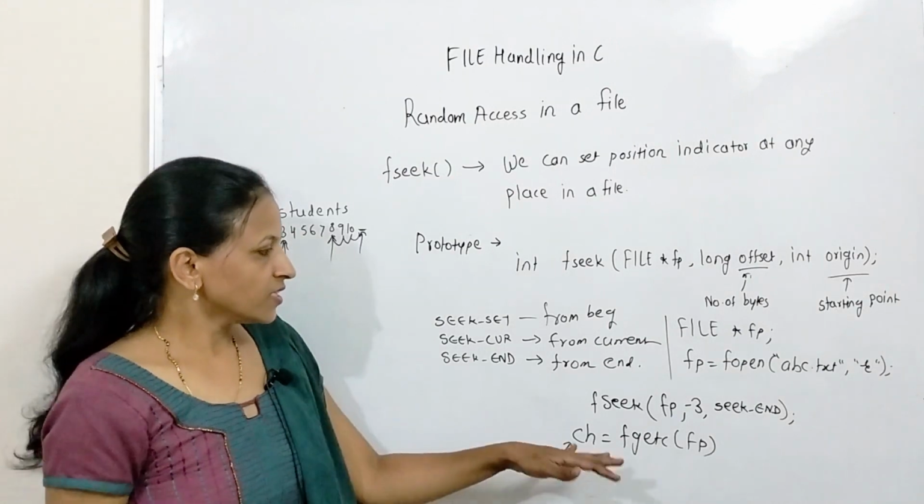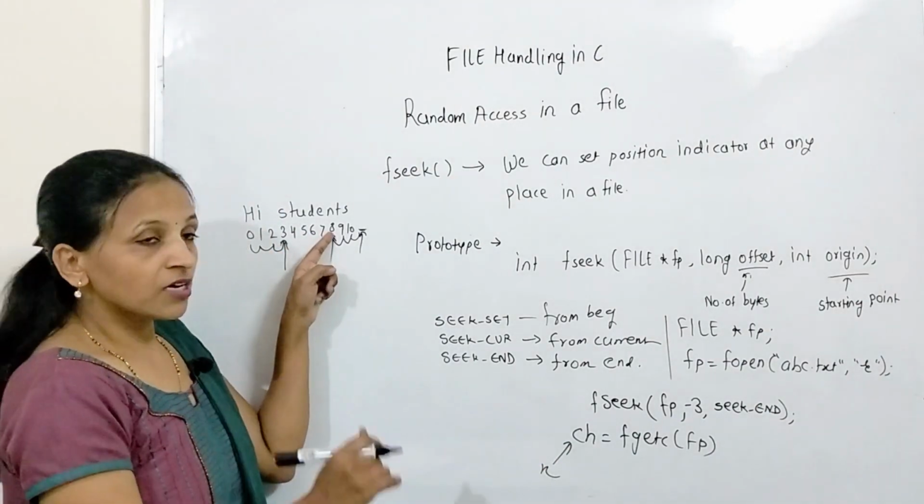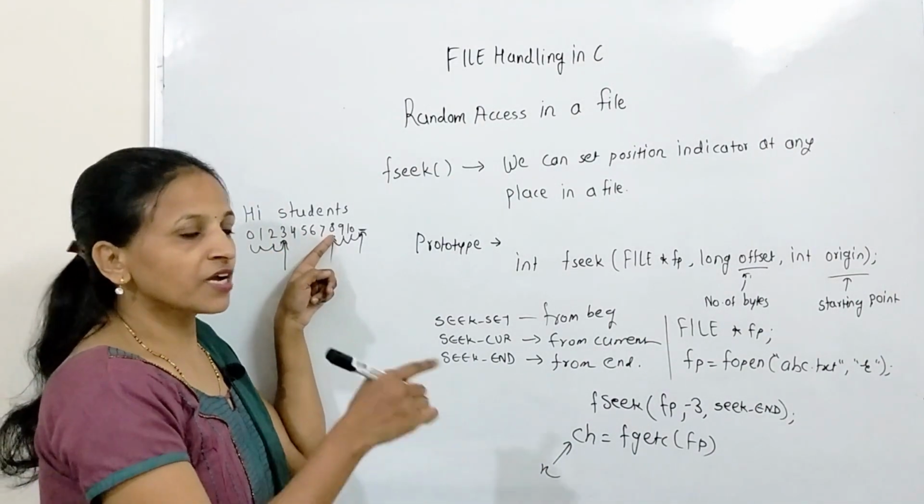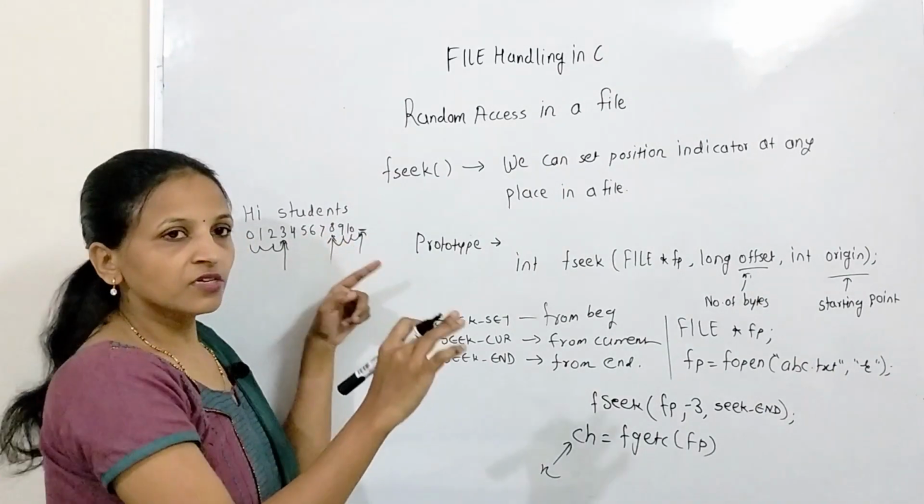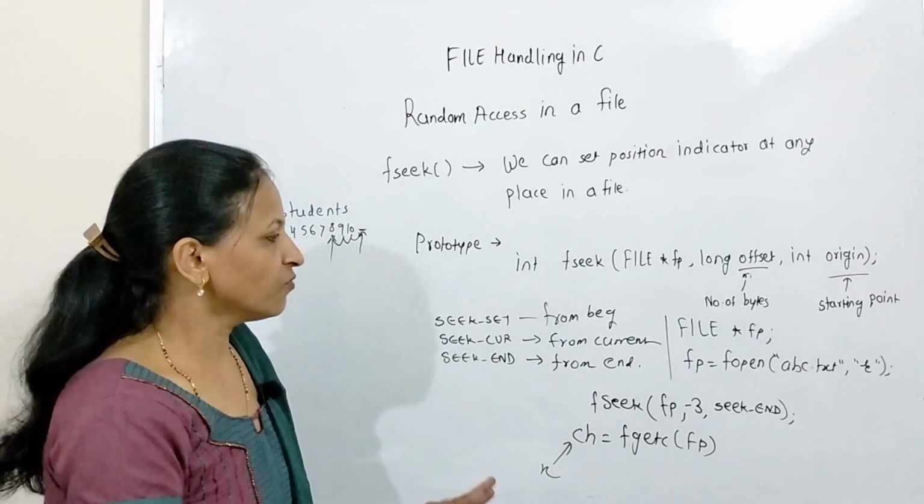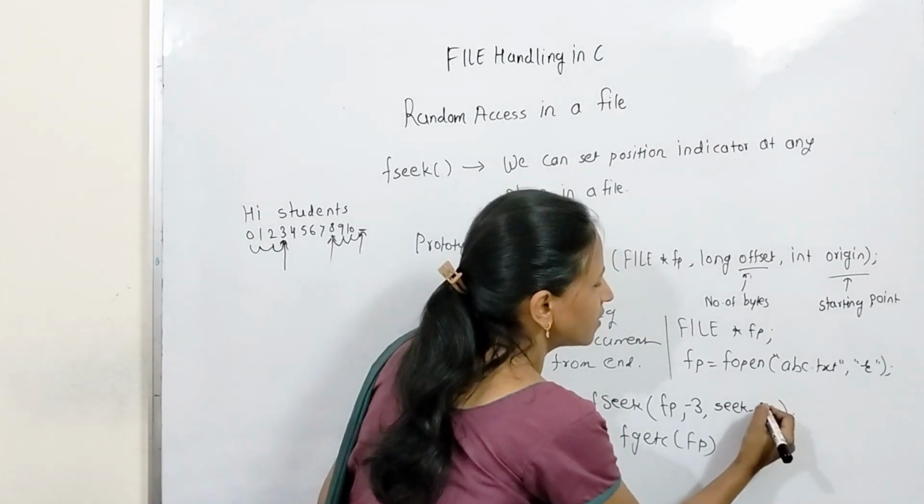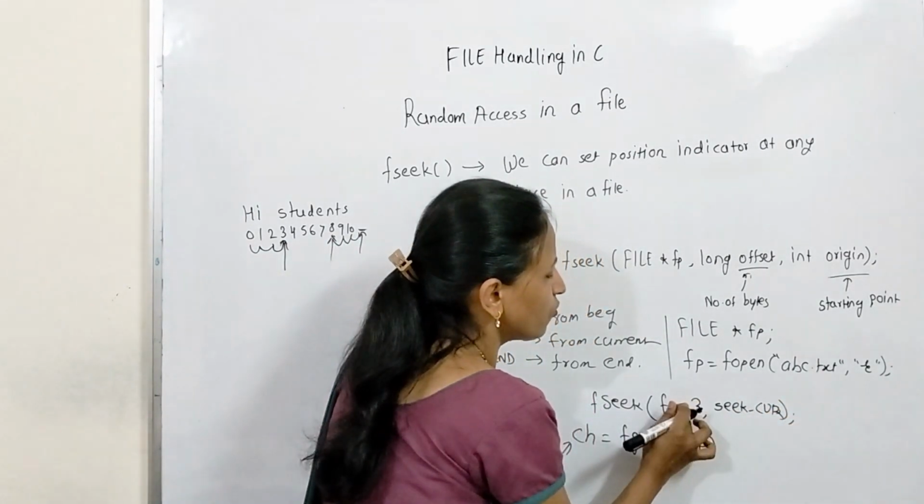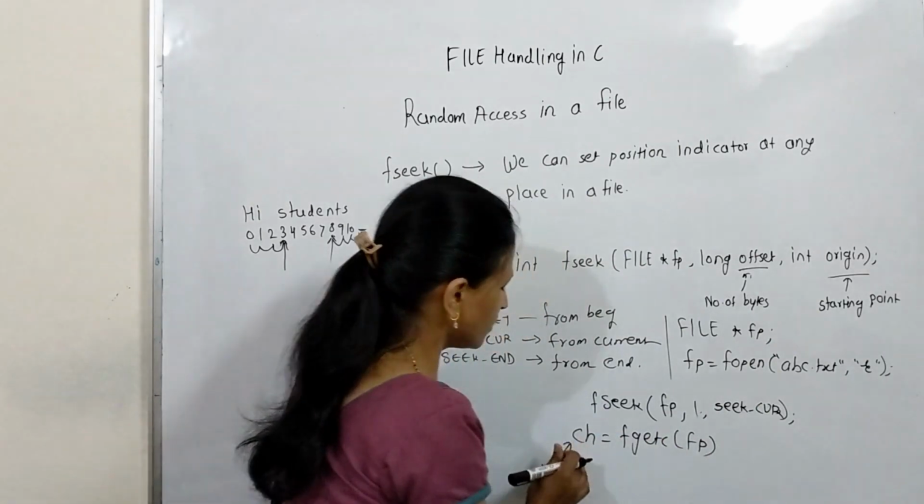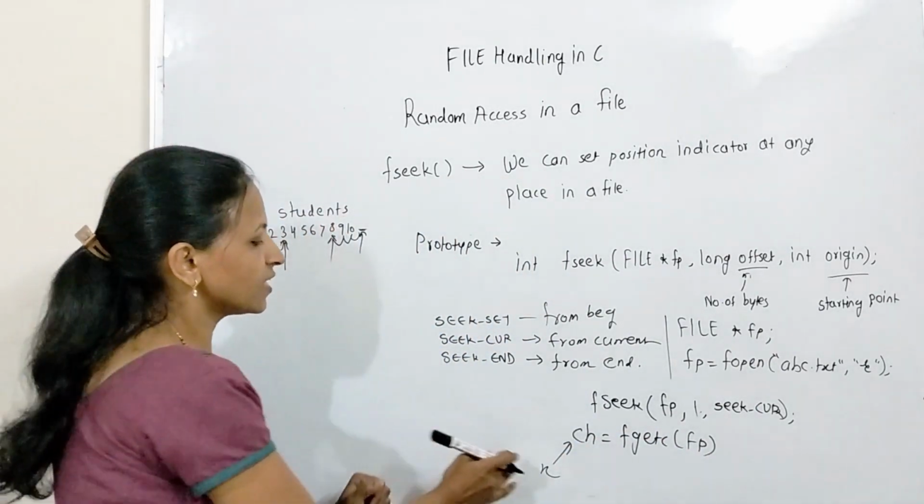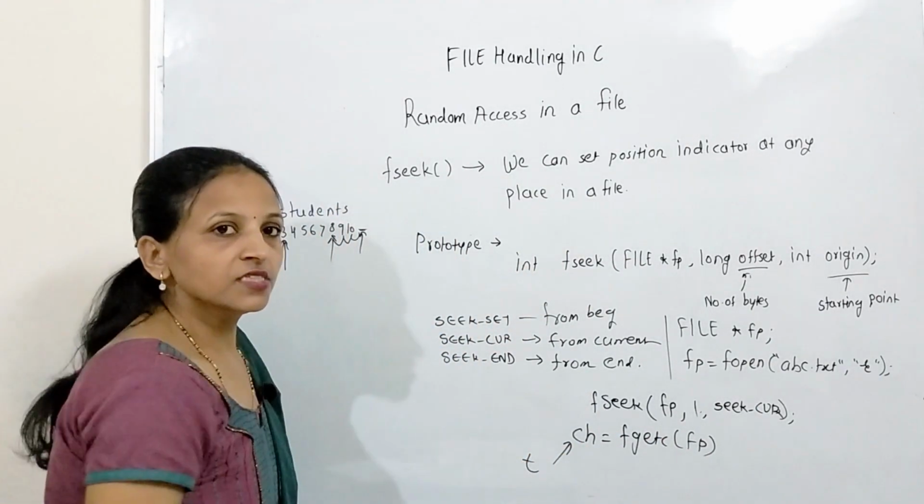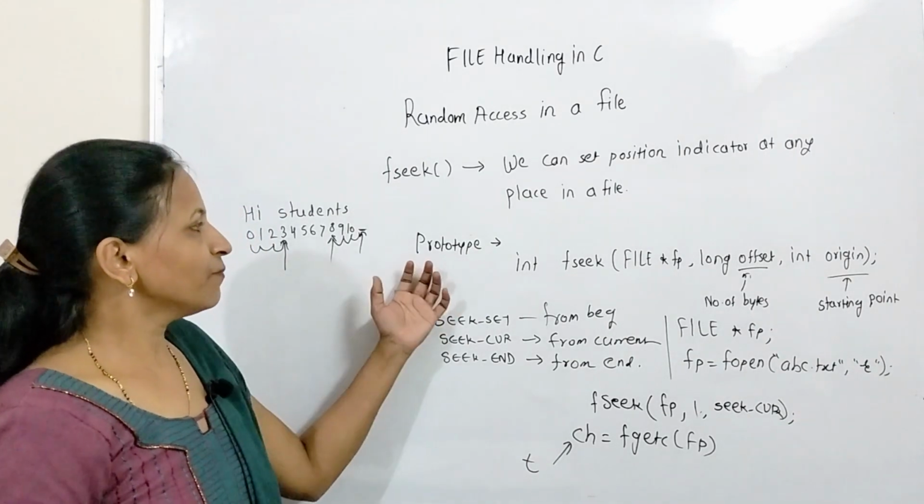Getting? Now the next is, let's say currently it is here, the current position. From the current position, again you want to move that file pointer 1 position forward. Then what will you write here? SEEK_CUR, and here forward by 1 position. Then if you display, then the next character you will get, that is t here. This is how you can use that fseek function.